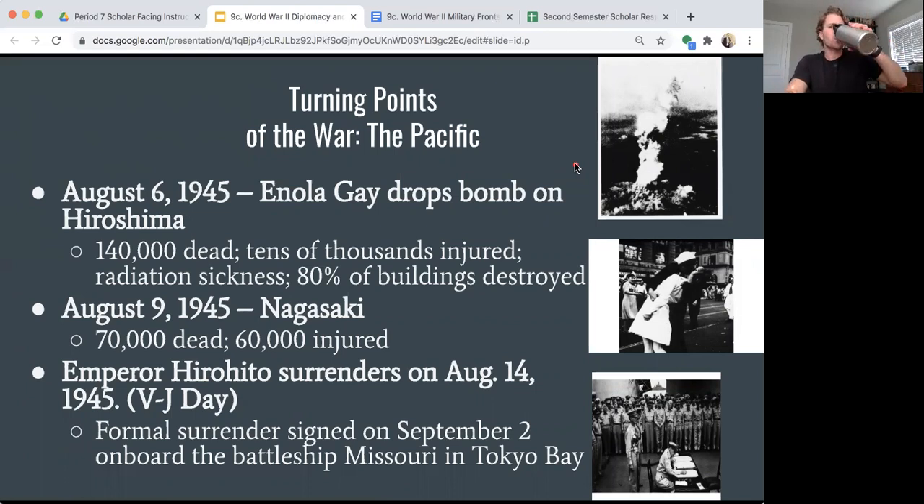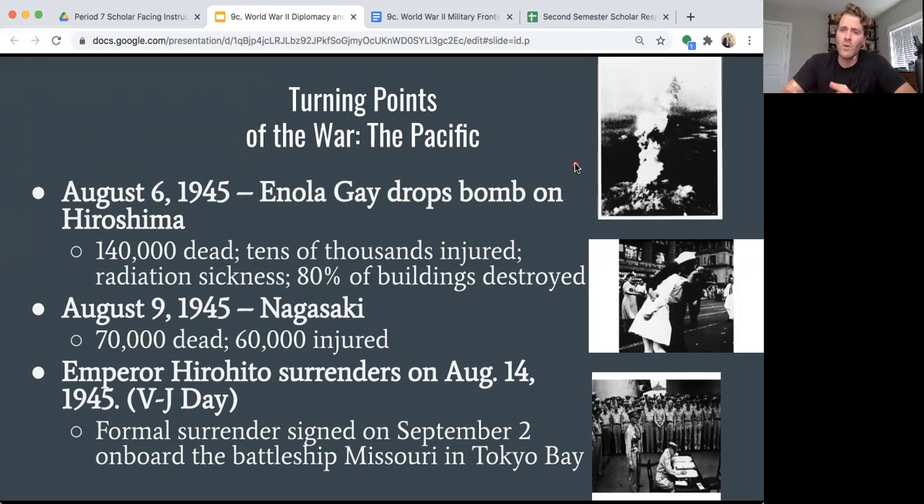August 6th of 1945, so just about a month and a half after the first time it was tested, the U.S. drops the first atomic bomb on Hiroshima. 140,000 people are killed, mostly civilians, and tens of thousands are injured. For generations since then, but especially for the generation that was alive then, there were significant victims of radiation sickness, of illness, like a huge increase in cancer and other illnesses that are caused by radiation. And 80% of the buildings in the city of Hiroshima are flattened, are gone.